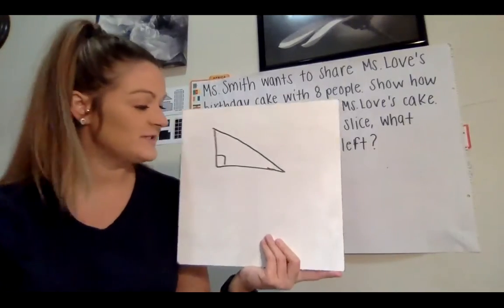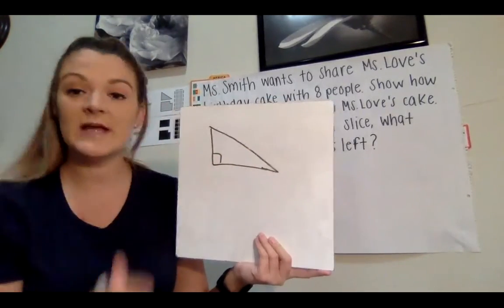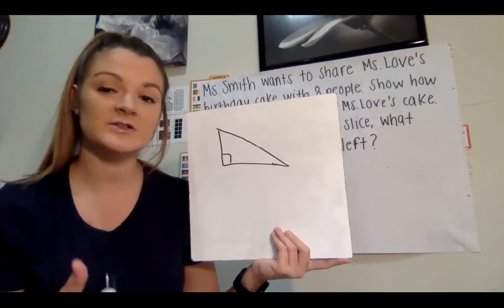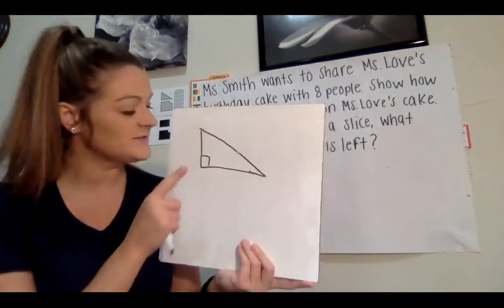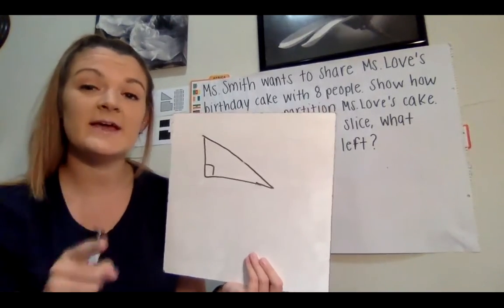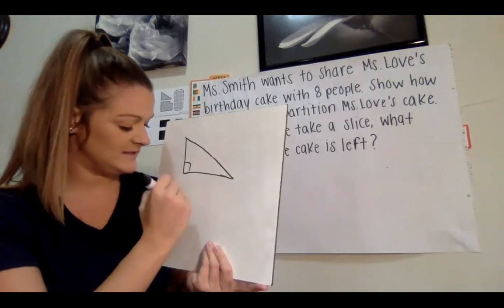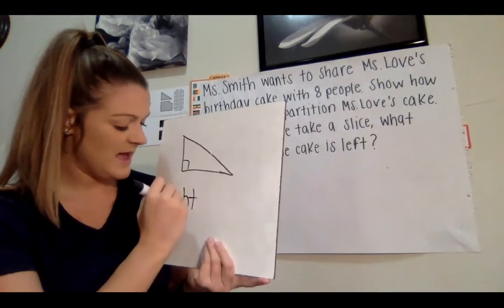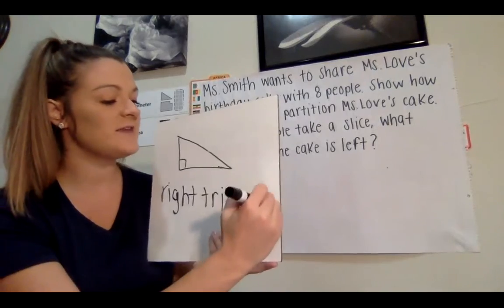What are some things we notice about this shape? Hopefully you're saying it has 3 sides. 1, 2, 3. I agree. If it has 3 sides, it also has how many angles? 3. What do we notice about one of the angles? Hopefully you're saying you see a right angle. And if a triangle has a right angle, who knows what that means this triangle is called? A right triangle.